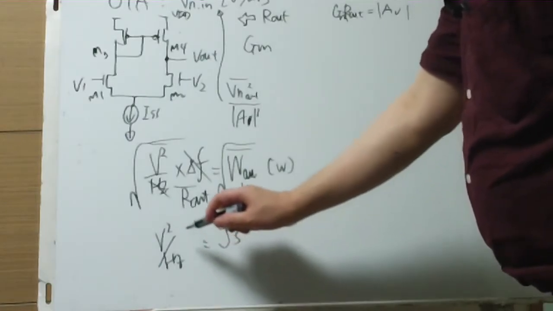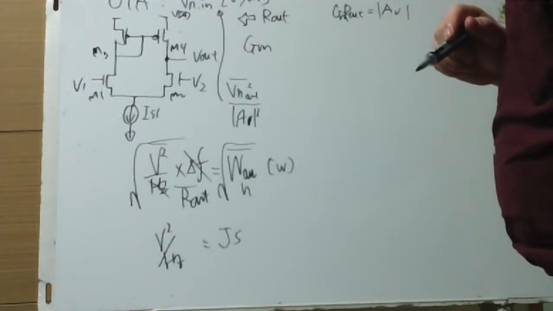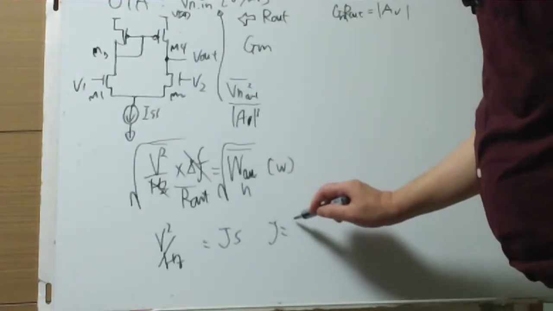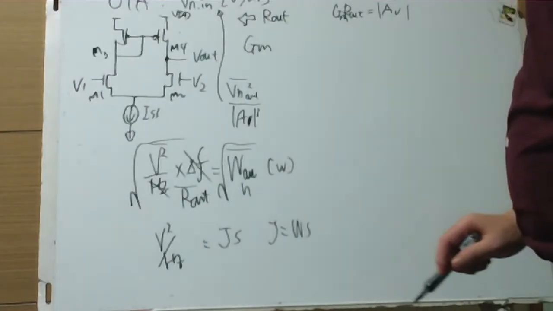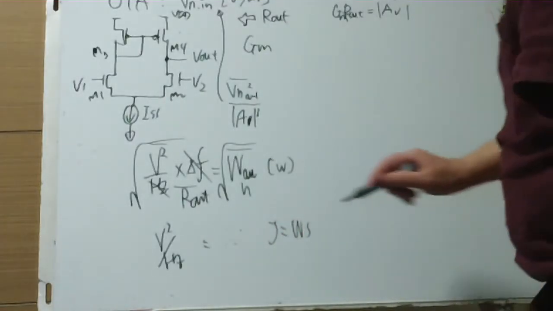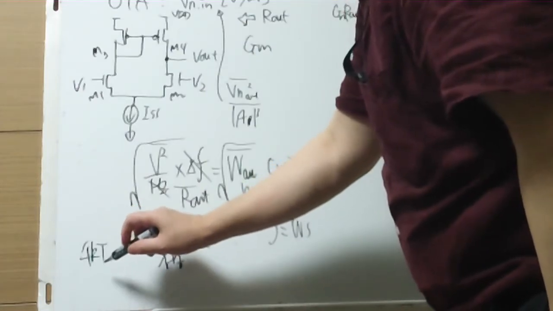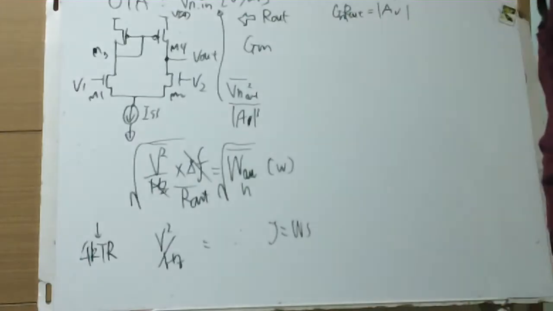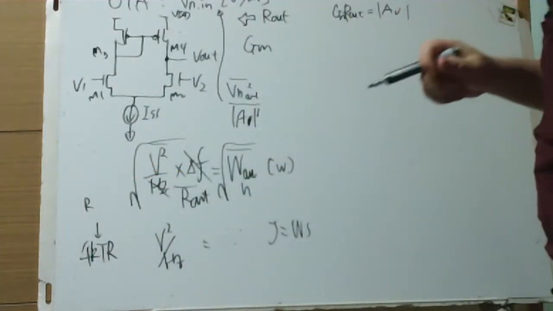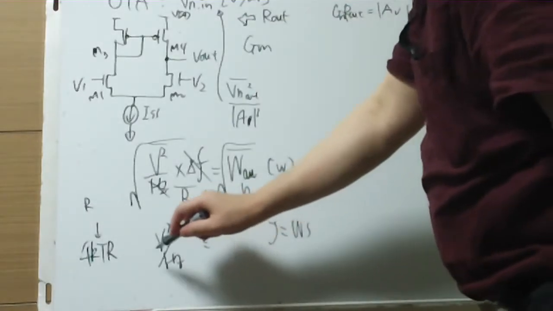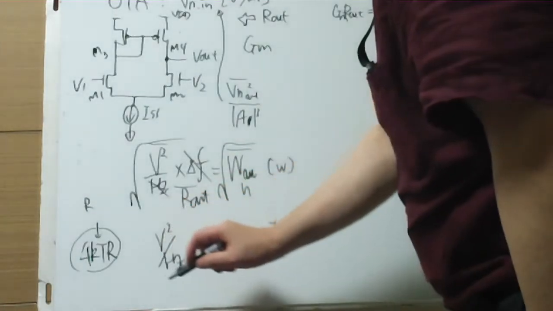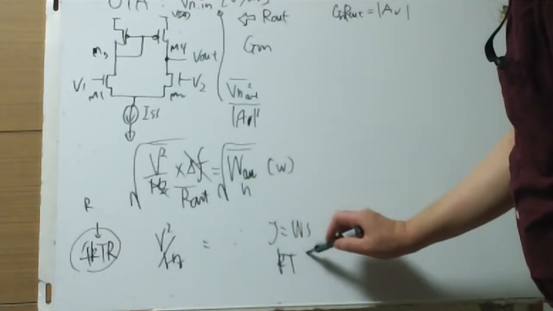Hertz is 1 over S, volt squared is volt squared, R out is R out. What is joule equal to? Joule per watt second. For example, 4kTR, where R is a resistance, is the noise power of resistance R, which is volt squared per hertz, and this is noise power. And kT equals joule.